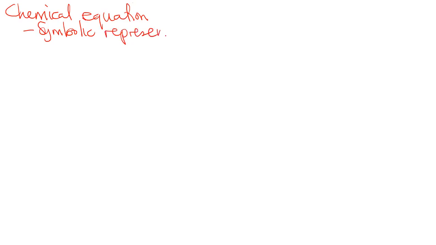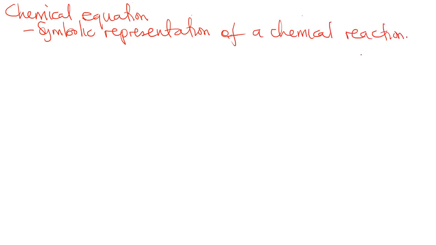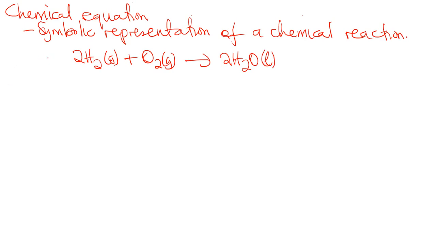Now, here you also talk about a chemical equation. And the question is, what is this chemical equation? So a chemical equation is a symbolic representation of a chemical reaction. So, for example, if you have 2H2 hydrogen gas plus O2 oxygen gas to give us 2H2O water liquid, this is a chemical equation.